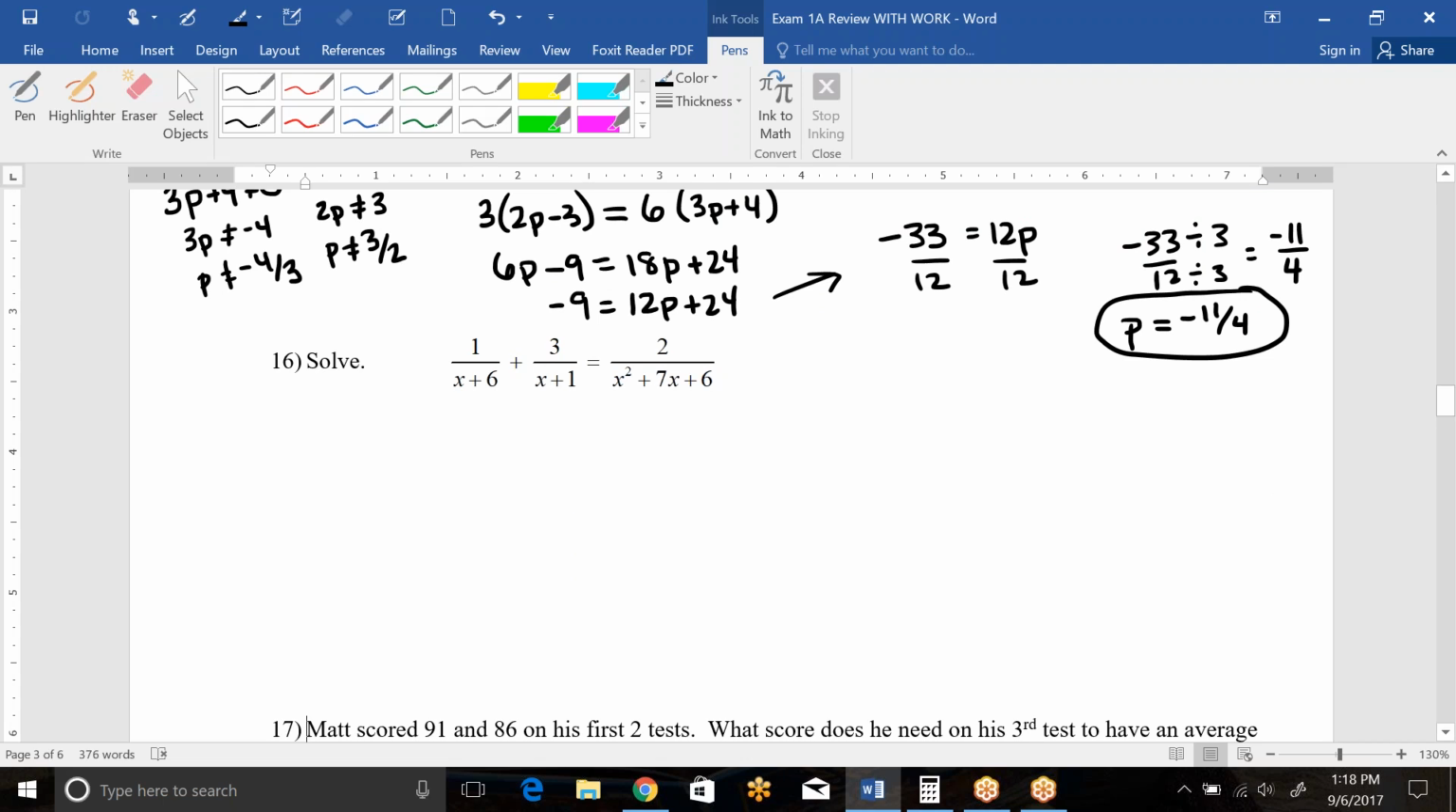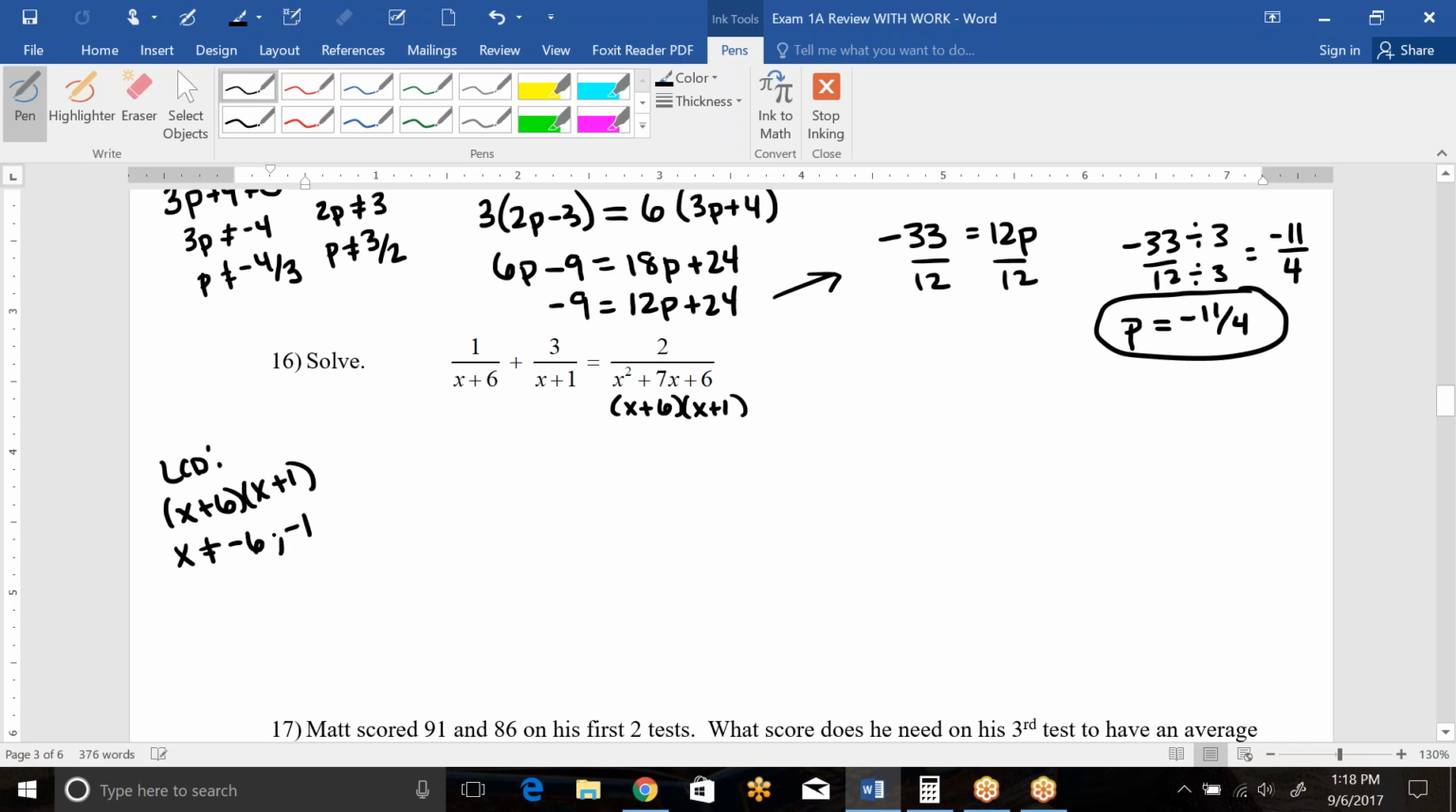16 is a similar type problem except we have two fractions on the left. So I'm going to use the LCD method here. The first thing we want to do though is factor all of our denominators. So I'm going to go ahead and factor this as an x plus 6 and an x plus 1. So my LCD looks like I need x plus 6 and x plus 1.